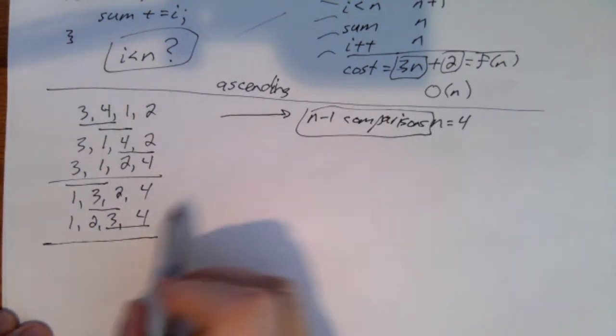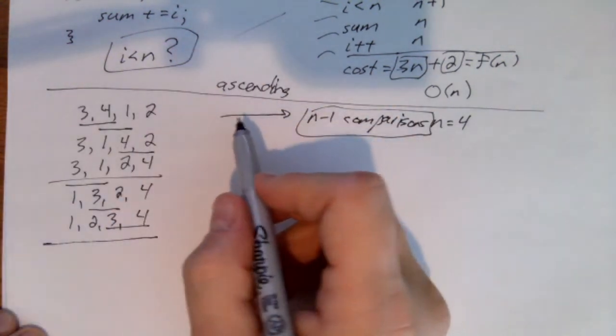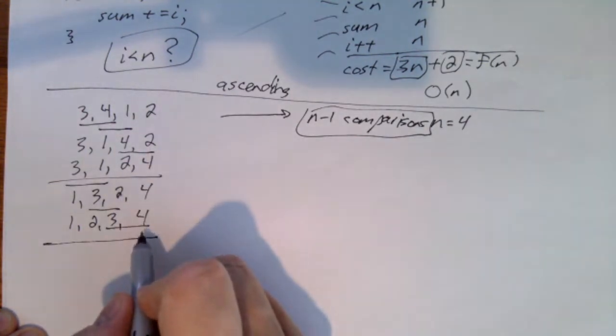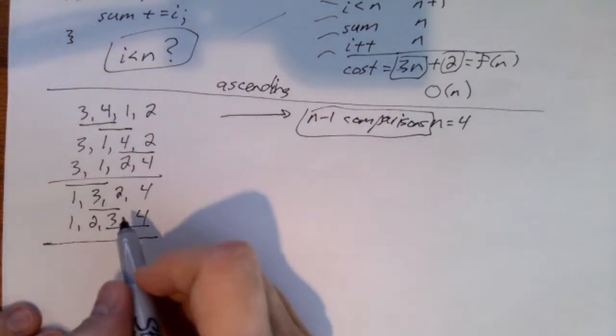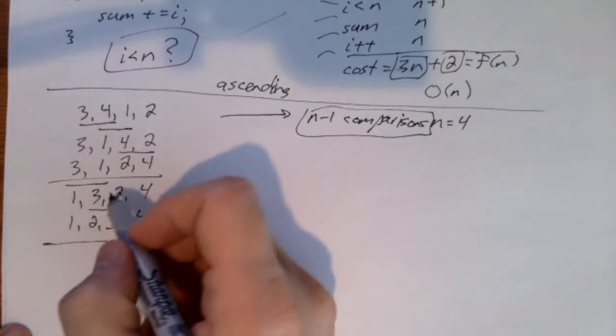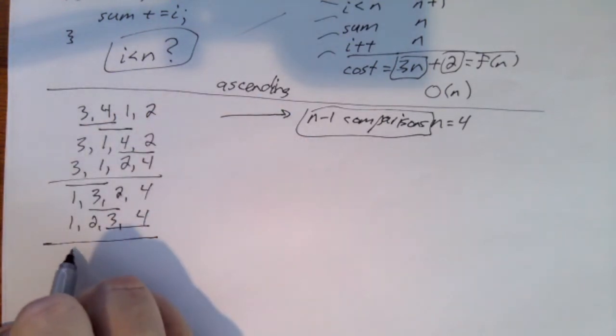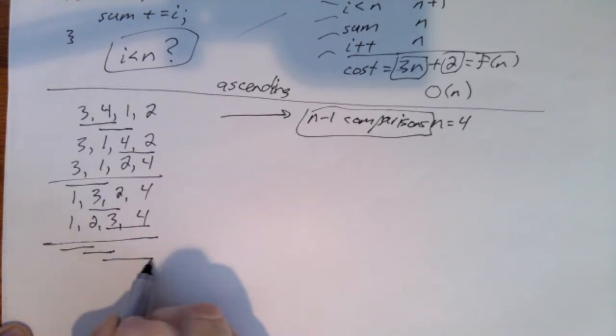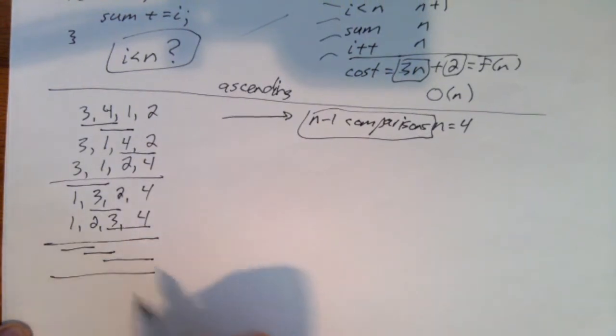And then what do we do? Depending on your implementation, we probably still wouldn't stop here. But let's just continue on for our absolute worst case for what we might do. We come back to the beginning, compare 1 and 2, those are fine. 2 and 3, those are fine. And 3 and 4, those are fine. And the data is actually sorted. So we're going to stop.